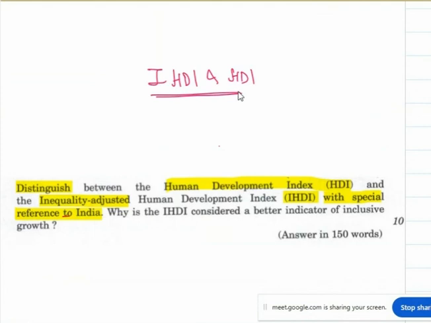Our question is that we have to differentiate them with special reference to India. So if you write general points between difference between IHDI and HDI, you won't get marks. If you write with special reference to India, then you would surely get marks. Second part of the question is that we have to tell why IHDI is considered a better indicator of inclusive growth. So let's move to the answer.